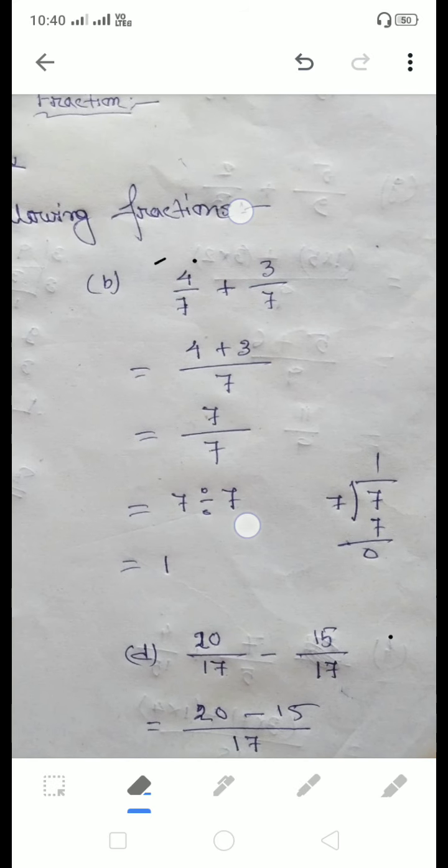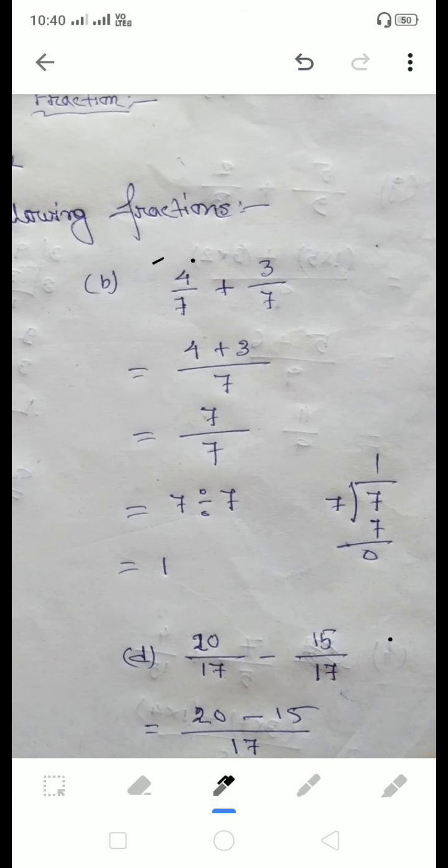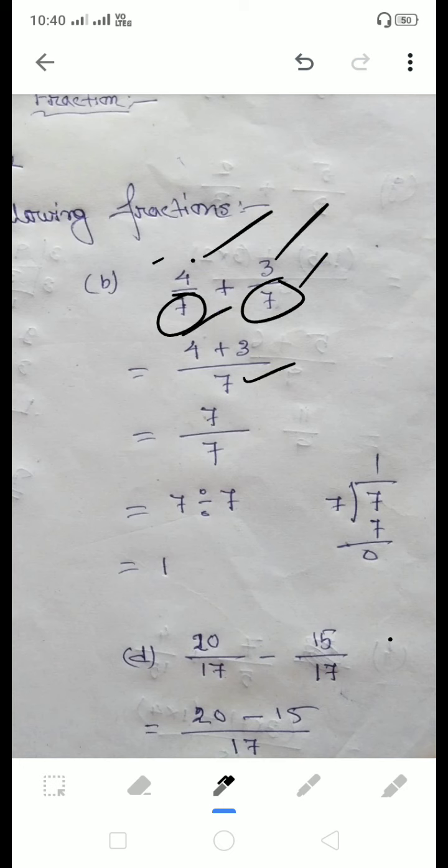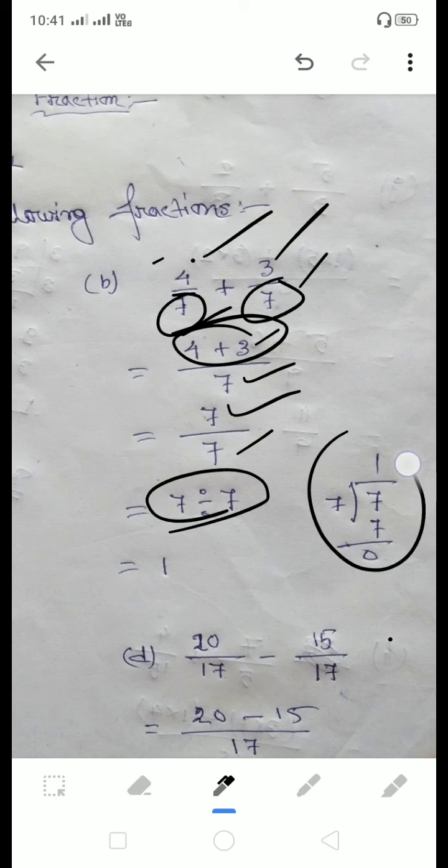Now question number B, same thing. Here the denominators are the same, 7. So 7 is written there, and above the 7 is 4, so 4 is written, and above the other 7 is 3, so 3 is written. Now 4 plus 3, if I add, you will get 7. So now 7 by 7. 7 by 7 means 7 divided by 7. Division done: how many times is 7 in 7? 1 time. So 1 is your answer.